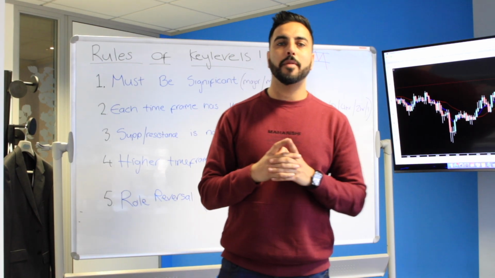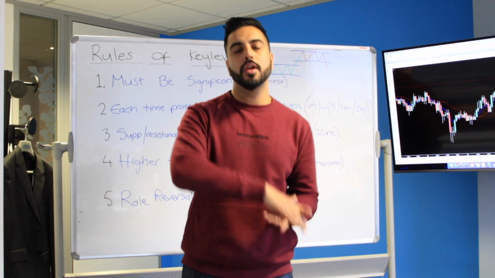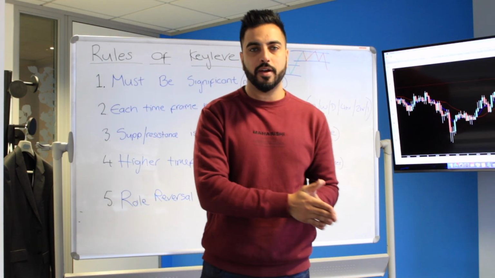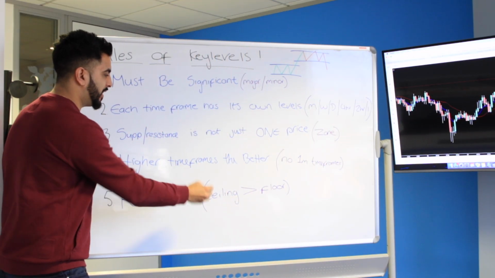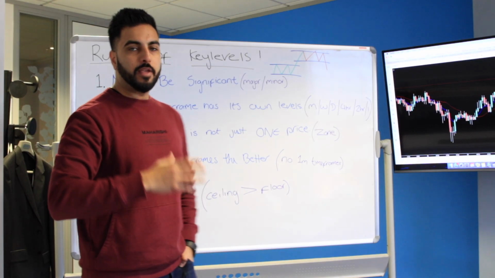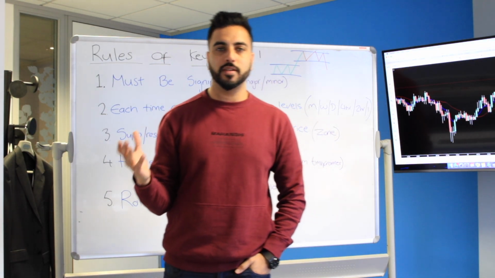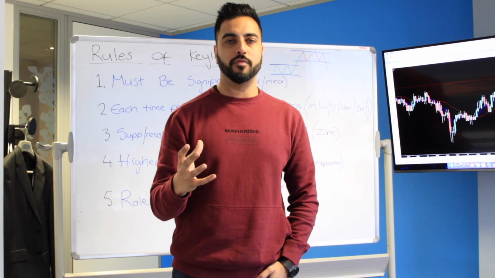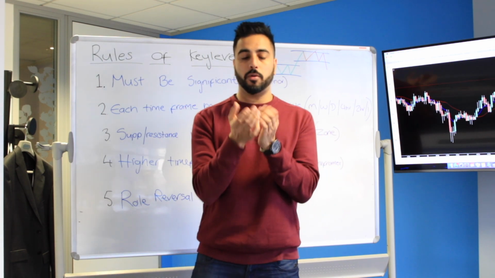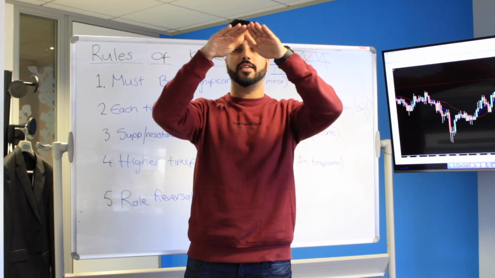The last rule I'm going to go through before I pass it over to Sean and we move on to some of the myths and advice. Rule number 5 is role reversal, ceiling and floor. Now, if you're completely new to the concept of support and resistance, this would be a really easy way for you to digest what exactly support and resistance is. So, imagine support is your floor and resistance is your ceiling.